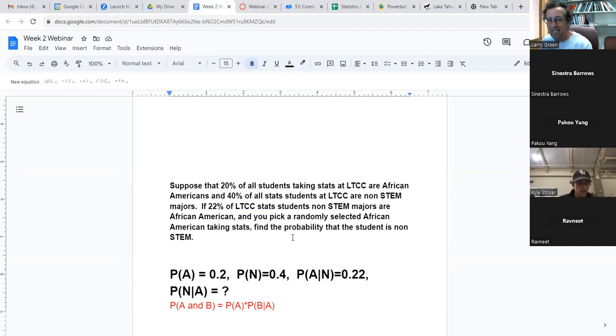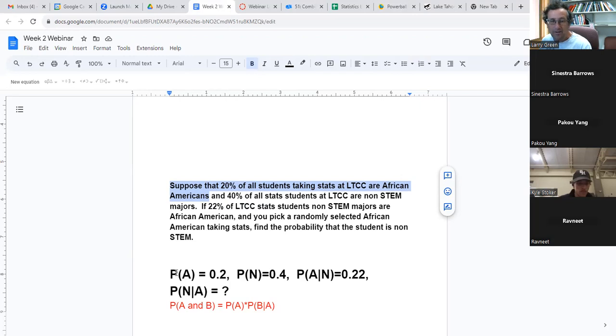And every time you see a phrase and or particularly a number, take that phrase and or particularly a number and see if we can write that down using symbols. Okay, because if you read this whole paragraph, it could be really scary. So let's go ahead and go back and read it one piece at a time. So suppose 20% of all students taking stats at LTCC are African American. Okay, so our population in this thing is just stats students at LTCC.